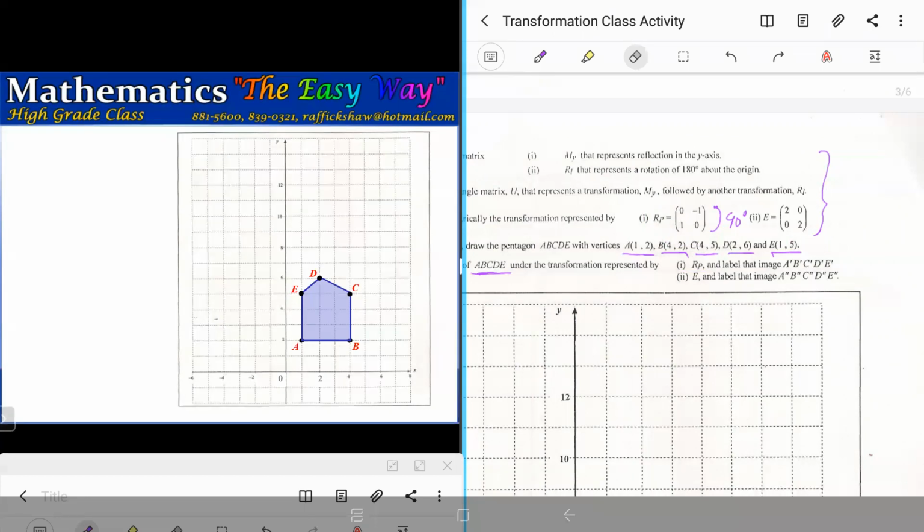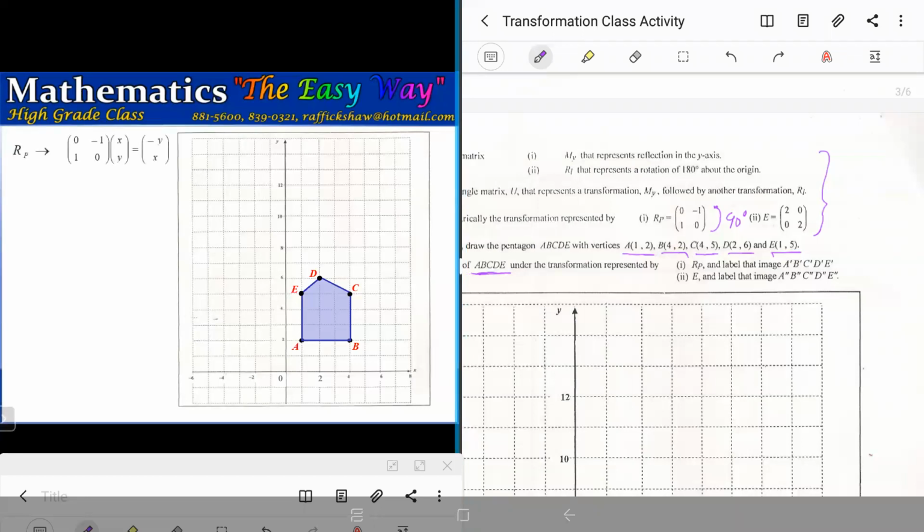Now, you can make it easy for yourself by using the matrix to do the calculation. But you don't have to calculate all of them. You just need to see what the matrix did to one point, and it will do the exact same thing to all the other points. Let's look at it over here. I'm going to use a calculation method to do it.